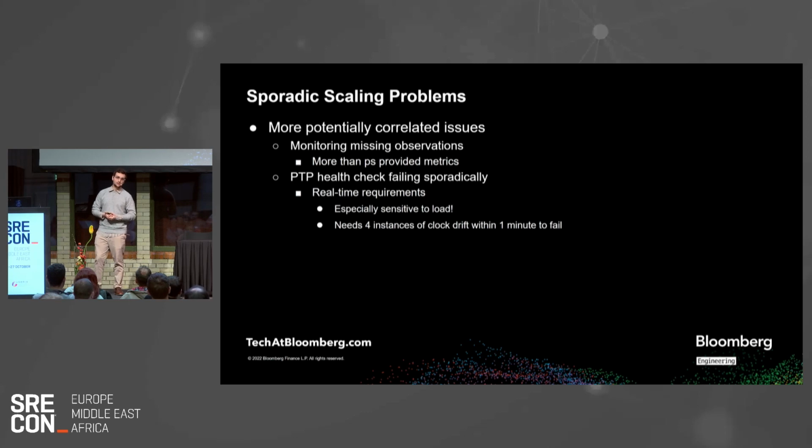And we had some more scaling issues. We had monitoring that was missing observations, and this was outside of those that were generated by ps. And most importantly, we had our PTP health check failing sporadically. And because this has real-time requirements, it's very sensitive to load, and it also needs 4 instances of clock drift within 1 minute to fail, so we knew these weren't just one-off issues at that point.